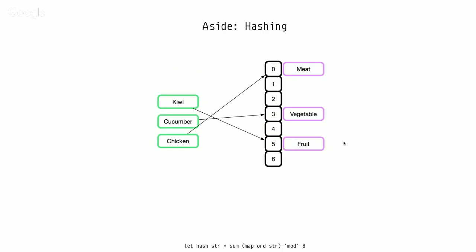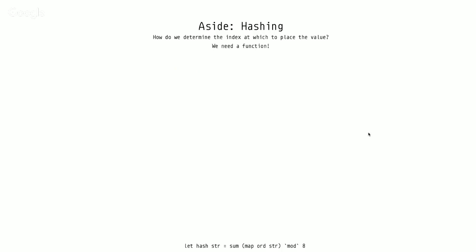And let's go into a little bit more detail on that. So let's talk about hashing. This is the same picture as before. This is just an array of values, and we're storing some things in that array. But we need to figure out, for example, where should we store fruit when we have the key kiwi? So the question is, how do we determine the index at which to place the value for a specific key? And the answer is that we need some sort of function to do it for us.